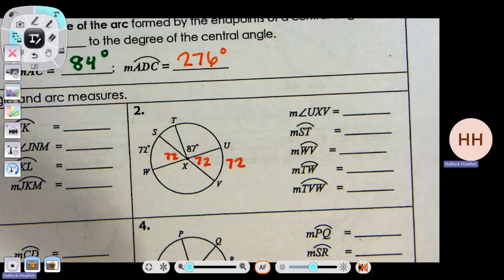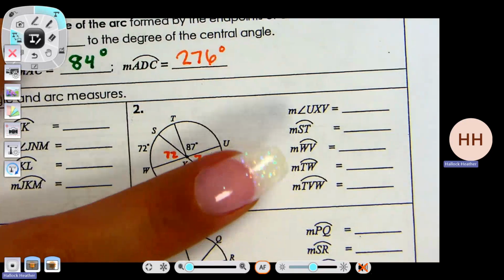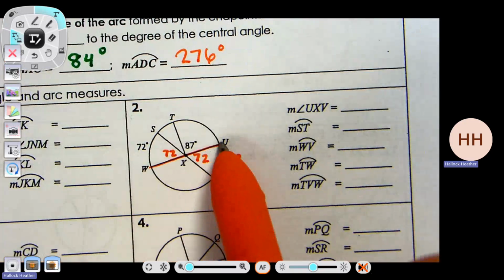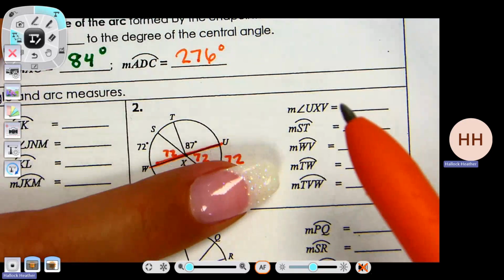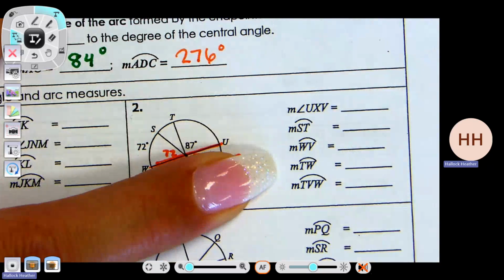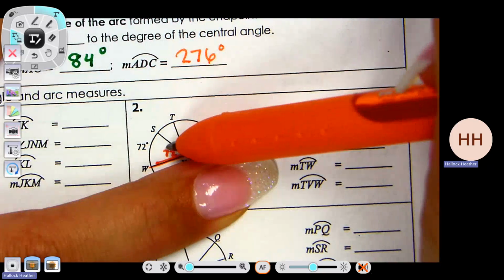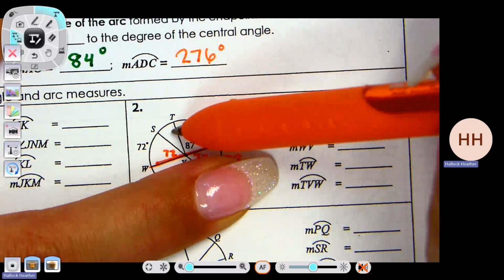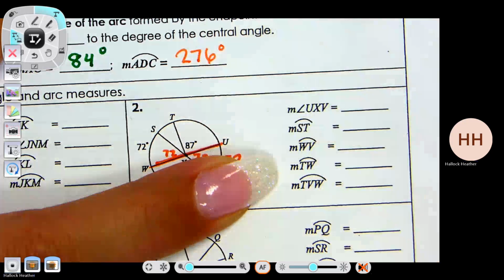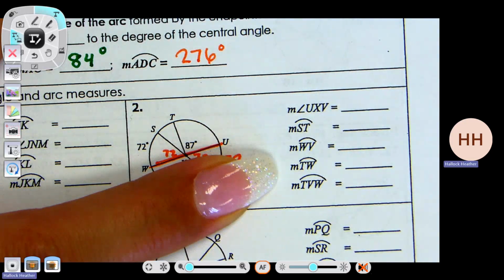Okay, so you could look at it two different ways. If I look at it this way, this is a straight line. A straight line, just like in chapter 2, makes 180. So if this is 72, this is 87, how much is that pizza pie? Yes, so how much is left over?